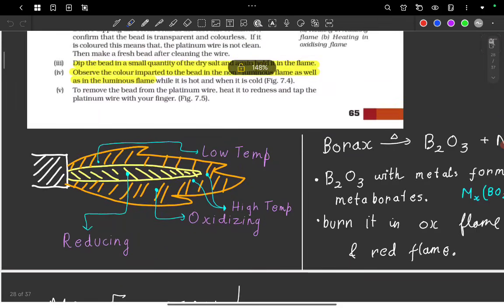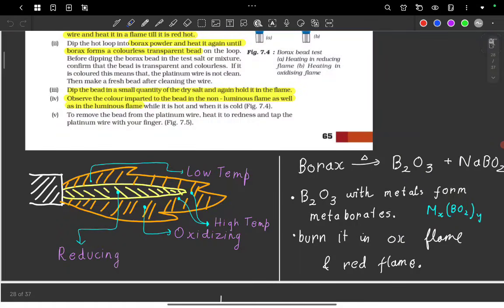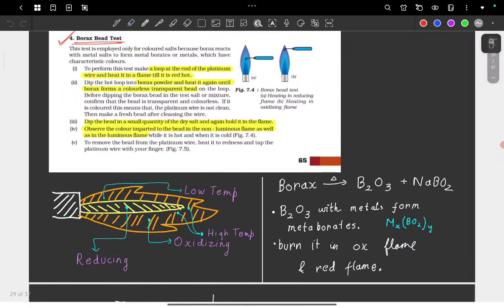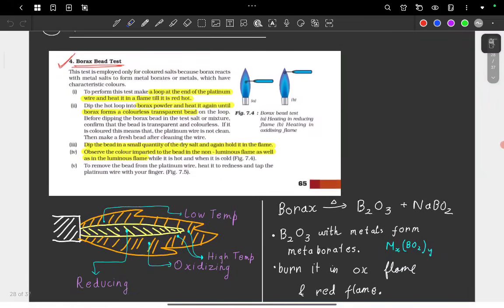Okay. So this you have to remember. They have also asked this in JEE Mains as a PYQ. So please remember this and draw this in your notes, or I will provide you the notes today.